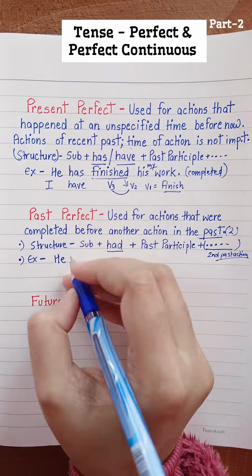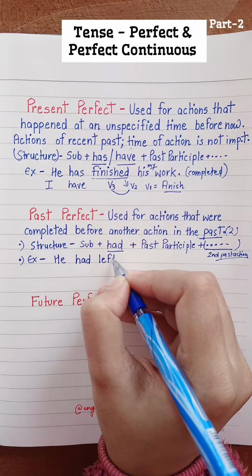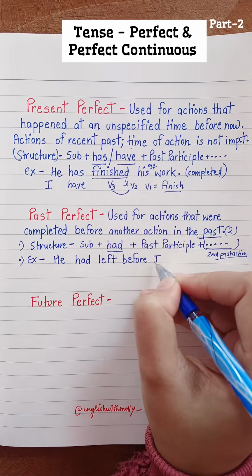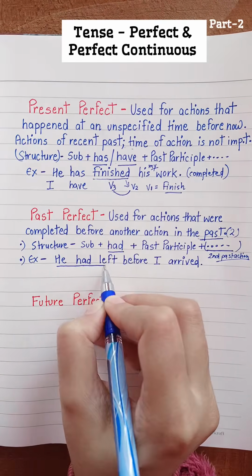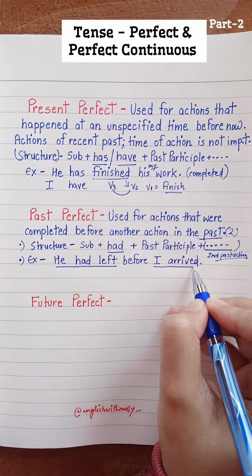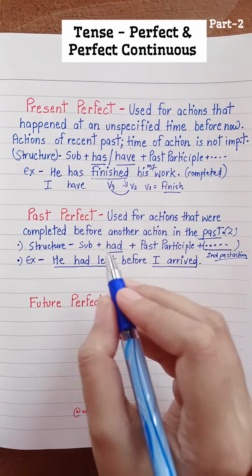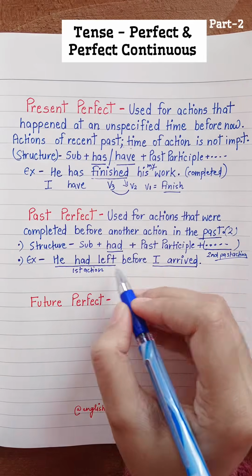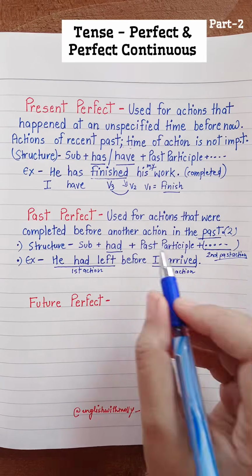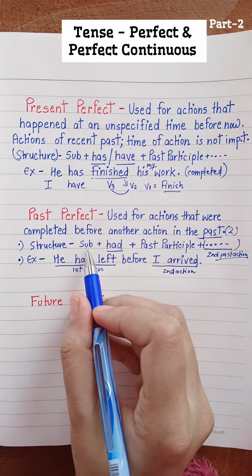Let's take the subject he. He had left before I arrived. This is the first action, and this one is the second action. He had left is the first action, and it happened before I arrived, the second action.